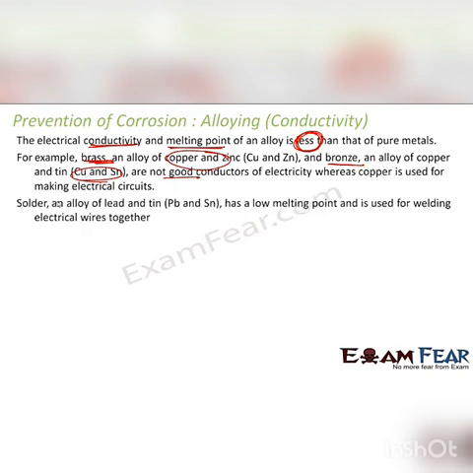Also, we talk about the melting points. Solder is an alloy of lead and tin, and it has a very low melting point, and that's why you use it for soldering, right? It melts easily. It has a very low melting point as compared to lead and tin. So that's why an alloy generally has a low melting point and low conductivity as compared to the pure metals.